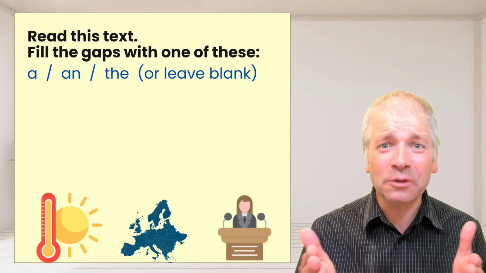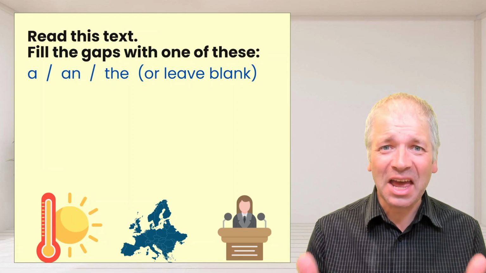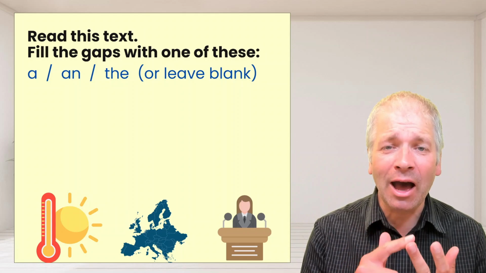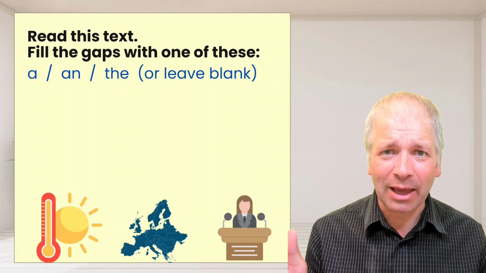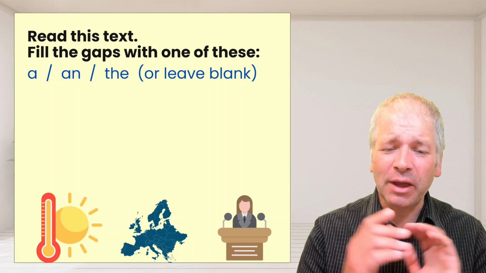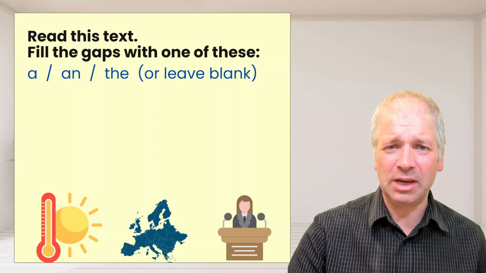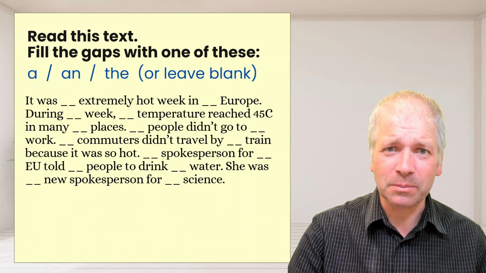And this is how we're going to do it. You're going to read a text. The text will have some gaps in where you could put a, an, the, or leave blank. Read the text and then fill the gaps with one of these letters and words you can see on the screen here. Here comes the story.